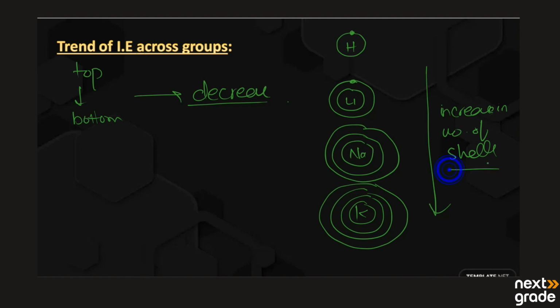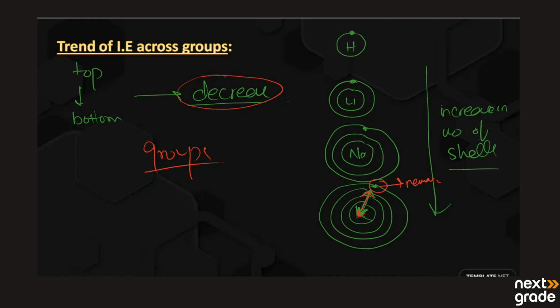When the shells increase, it means the valence electrons are going away from the nucleus. So there is less force of attraction between the nucleus and the valence electrons. When there is less pull between them, we have to provide less energy to remove the electrons. So that's why ionization energy is going to decrease from top to bottom in the groups.